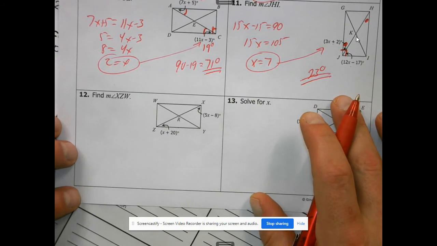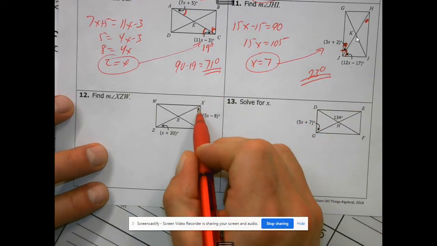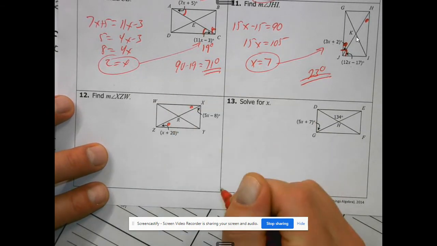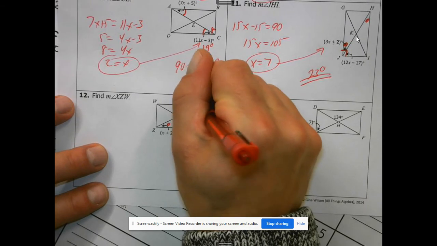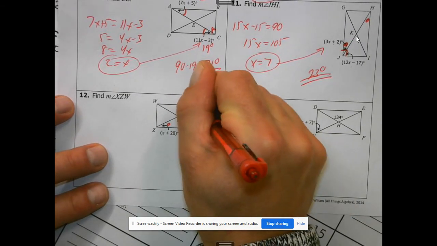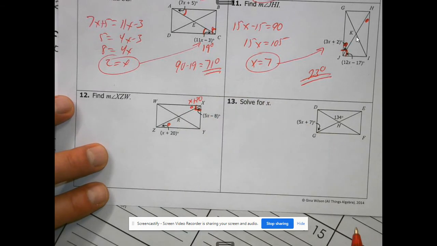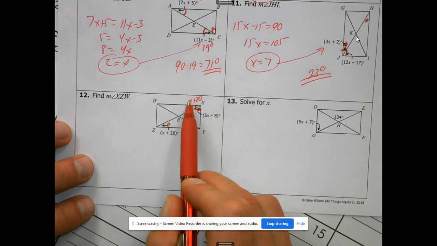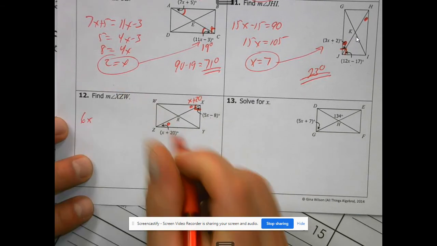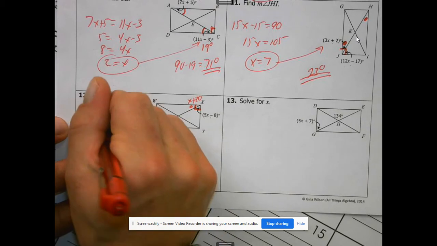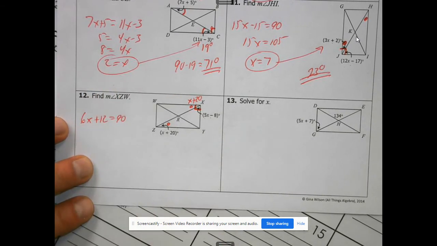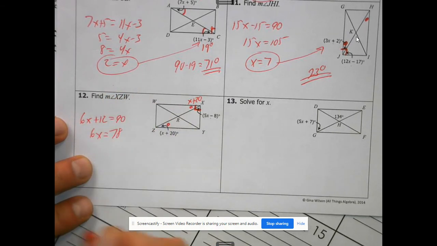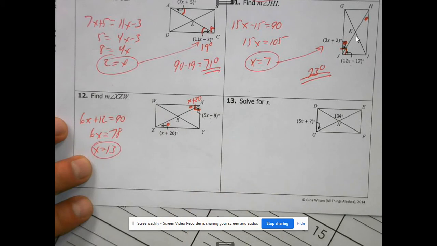Number 12. These guys are not congruent, but I know this angle is the same as this one. Those are alternate interiors. So basically, this is x plus 20 as well. I know that these add up to 90 degrees, just like number 11. That guy plus that guy equals 90. X, 5x, 6x. 20 and negative 8 is 12 equals 90. Subtract 12 over, divide by 6, comes out to be 13.